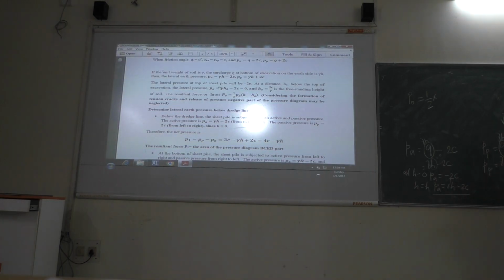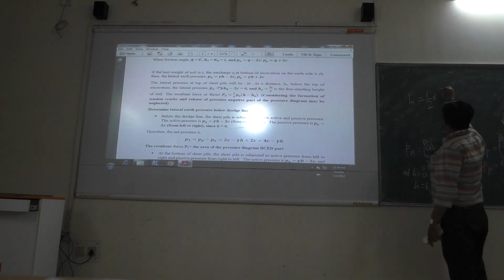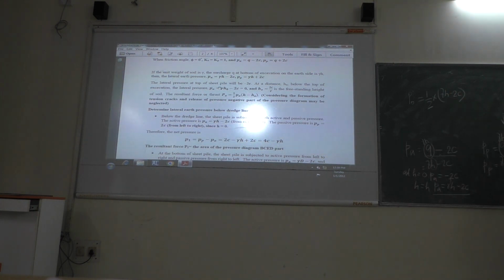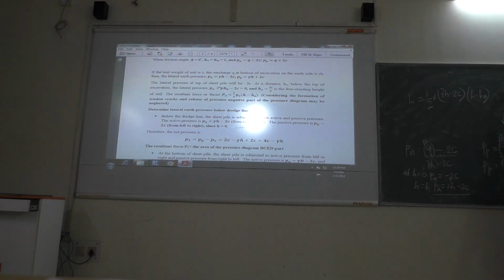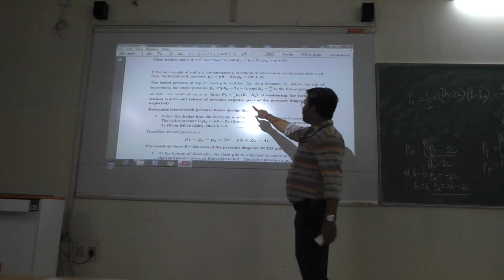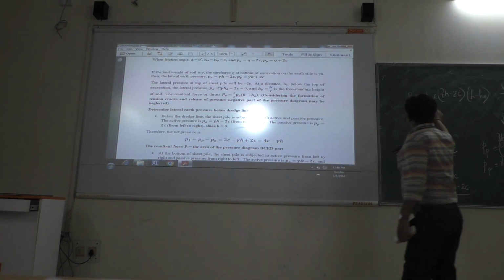this one, gamma h minus 2c. This is gamma h minus 2c, no? So half gamma h minus 2c. This is the base, and height is the H0 part, the freestanding part. In that part, the negative pressure is released. That's why H minus H0. This is the H0, that is 2c by gamma. Crack part.